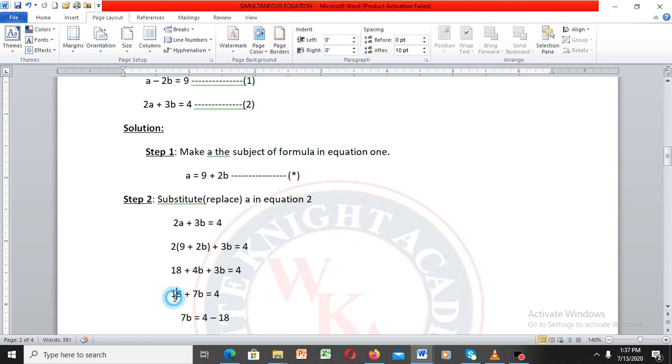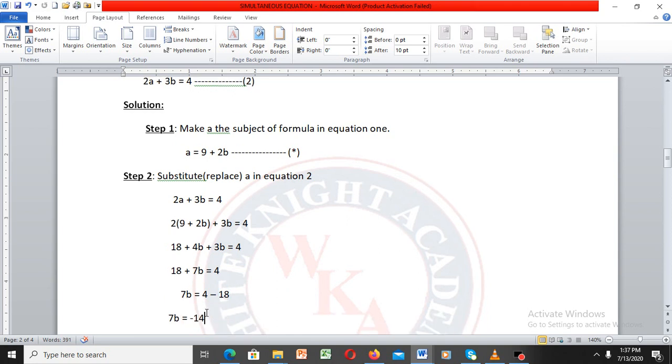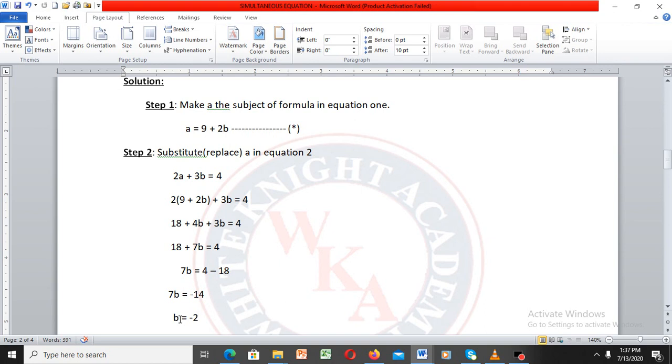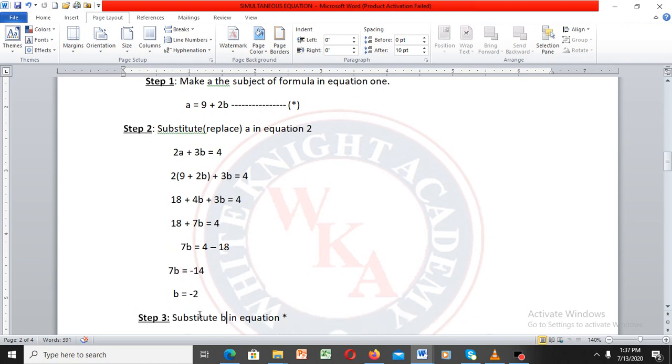And then you carry 18 from the left hand side to the right hand side. We call it collect right hands. So normally there's an invisible plus here. So when you are bringing 18 to the other side here, it will become minus. So 7b will be equal to 4 minus 18, and therefore that's minus 14. That means 7b is equal to minus 14, and then you divide both sides by 7. b will be equal to minus 14 over 7, and that will be minus 2.